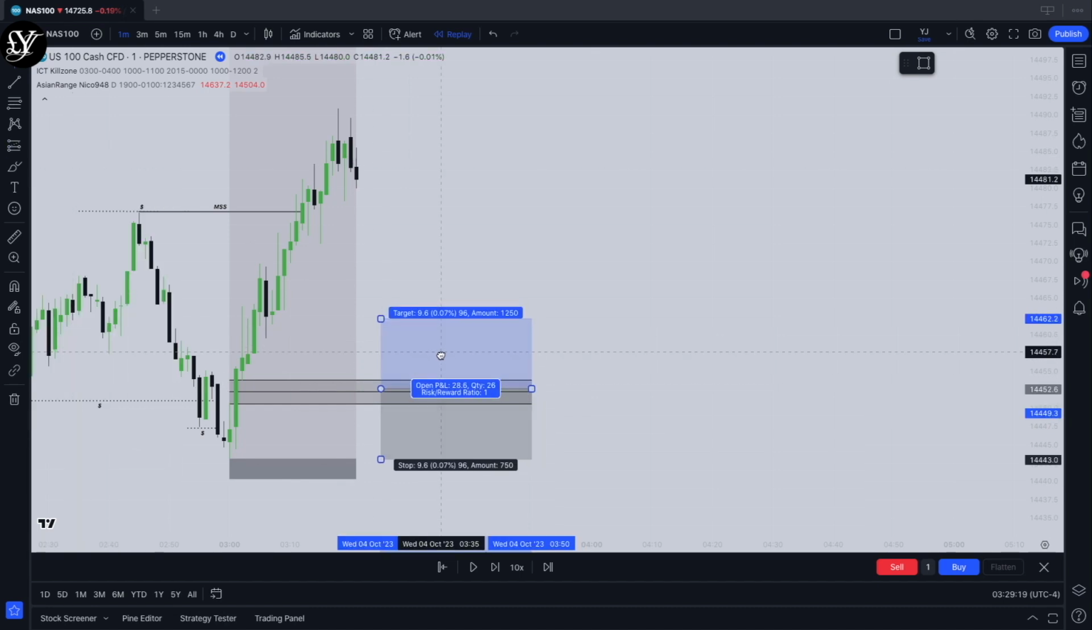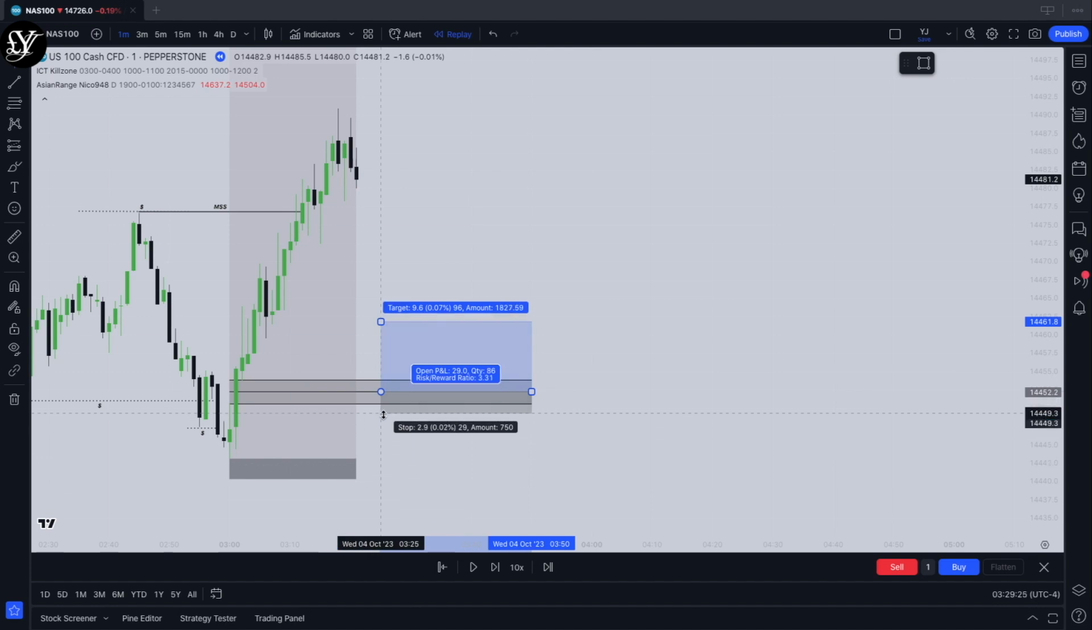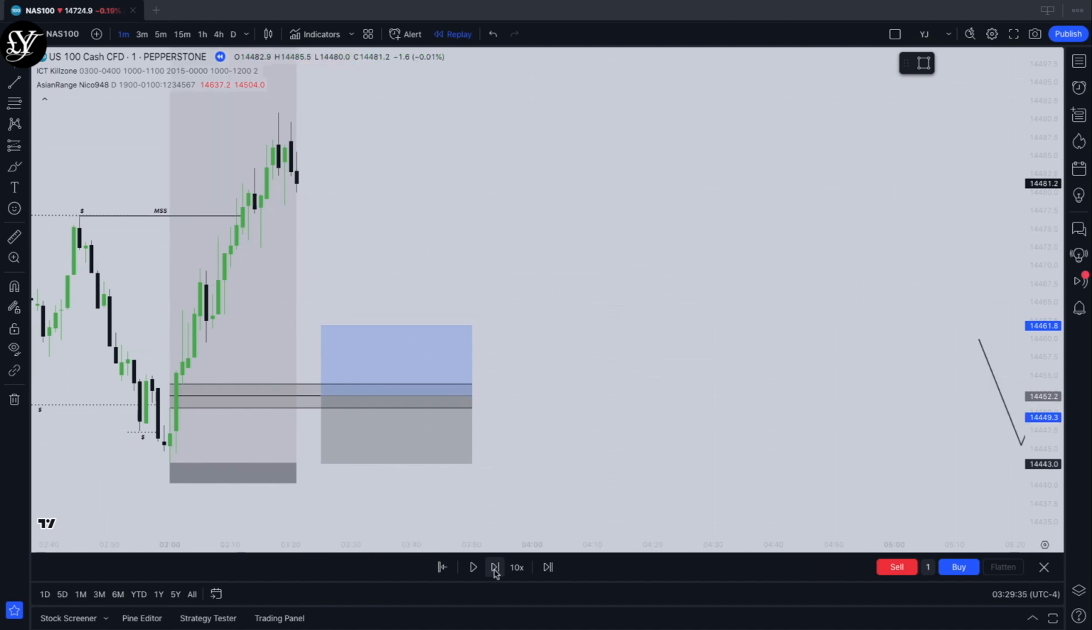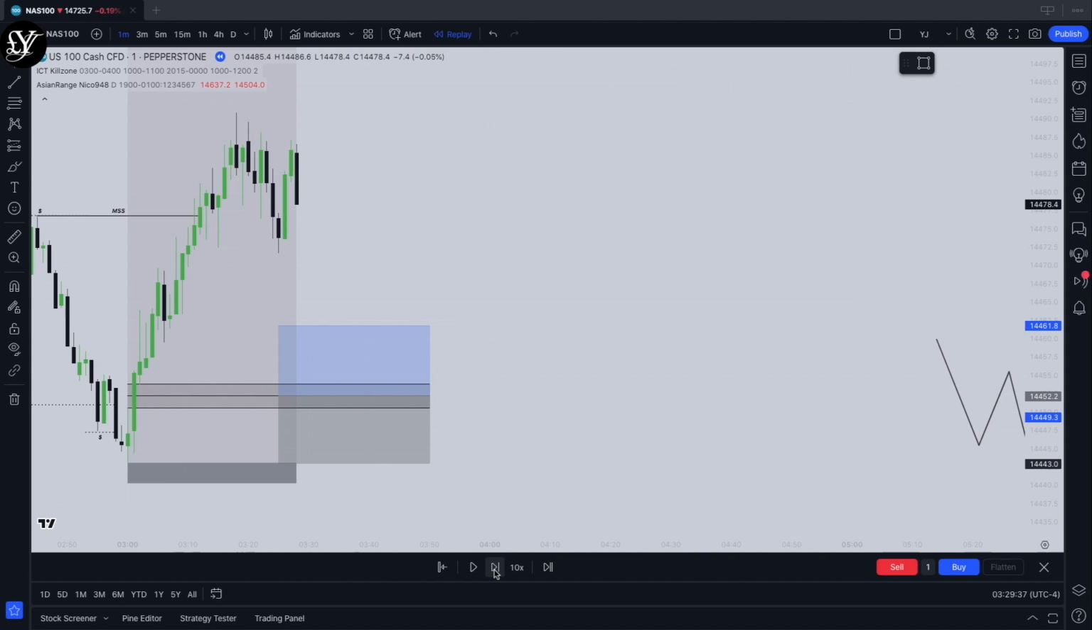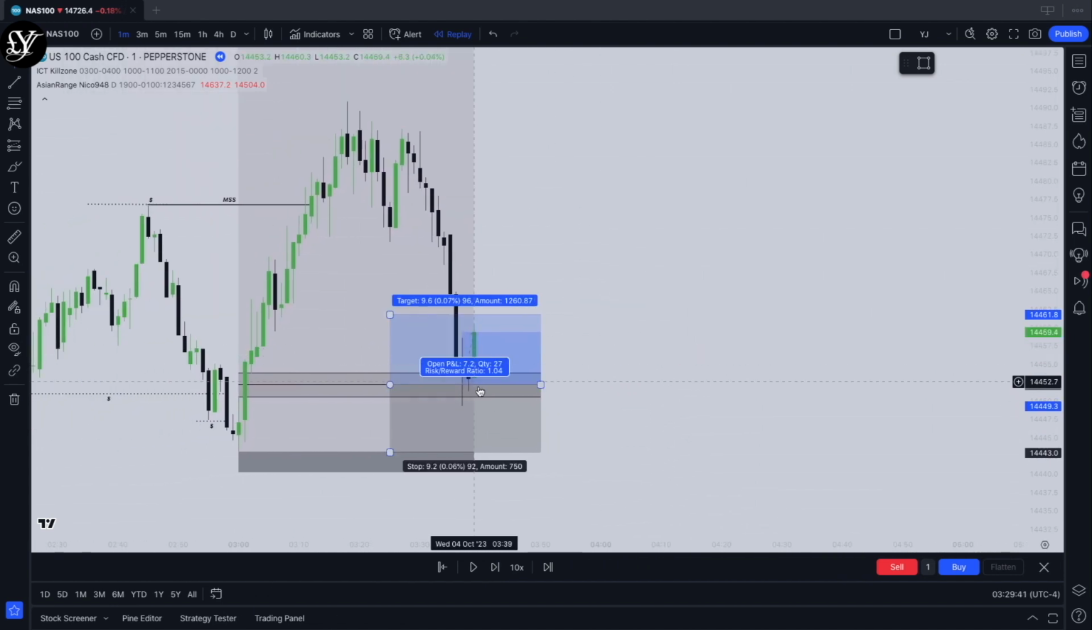We'd place our entry on the 50% of the fib tool, and we can either place our stops just below the imbalance or at this low right here. That's completely up to you. And the highs, we can either target this high right here. So if we just play price out even more, just to get a better idea of what we're working with, you can see price has tapped in to our order block.